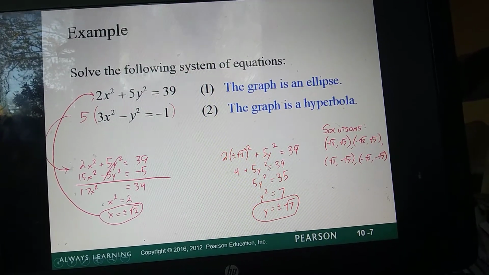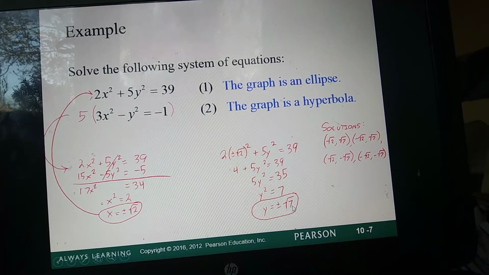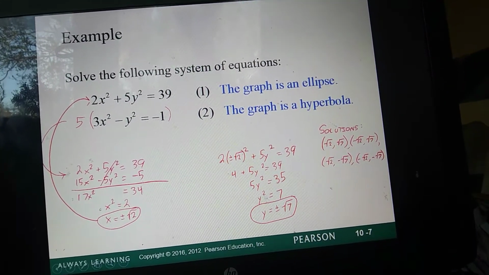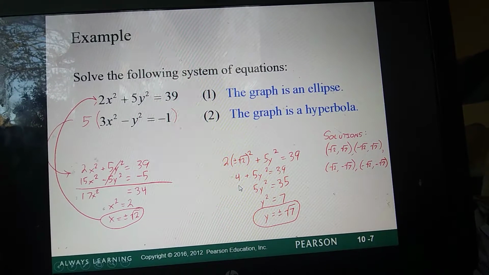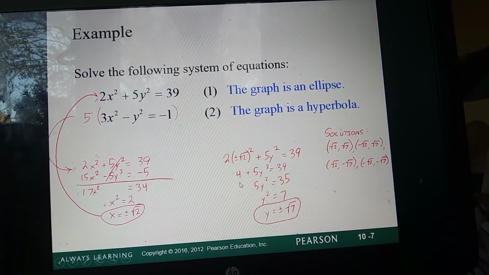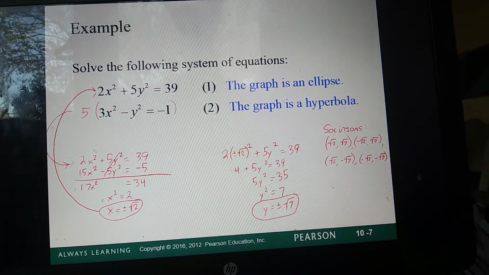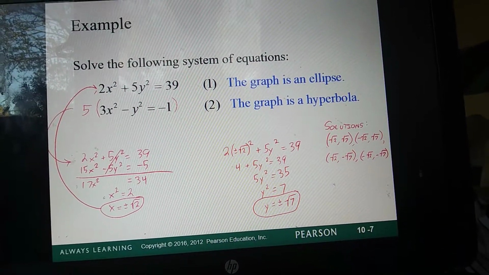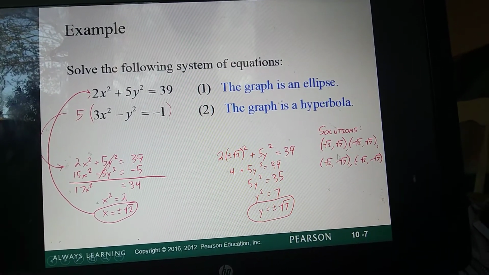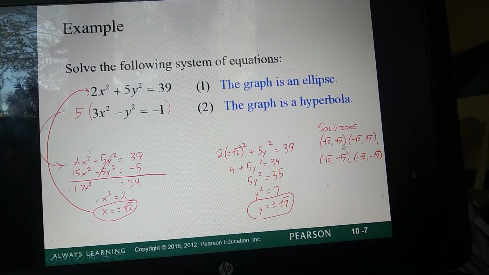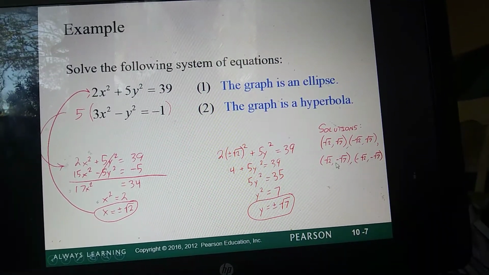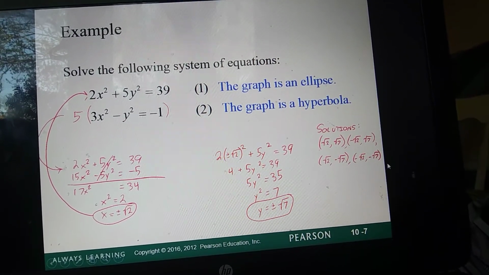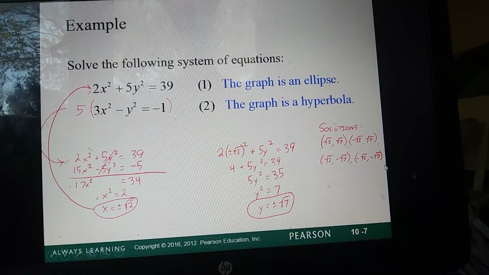So we plug that in, solve it out for y, and we get y equals plus or minus square root 7. So what we're saying is that when x is positive or negative square root 2, we're going to get the possibility of positive or negative square root 7. So notice there's 4 solutions. So we have the positive, positive; negative, positive; positive, negative; negative, negative. So you have to account for all 4 of those.